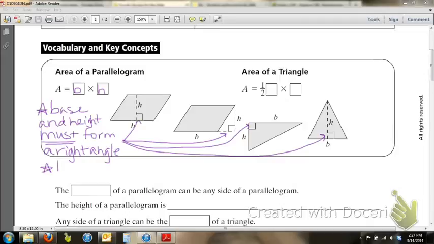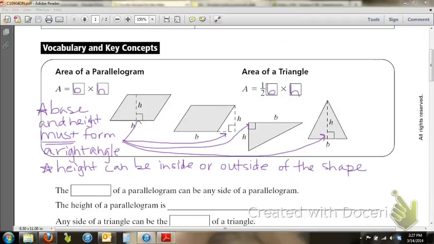And tricky thing here is that height can be inside or outside of the shape. Height can be a little special. Okay, so for a triangle, it's the same thing, except this time we have a 1/2. So it's 1/2 base times height. Okay, so the base of a parallelogram can be any side of the parallelogram.